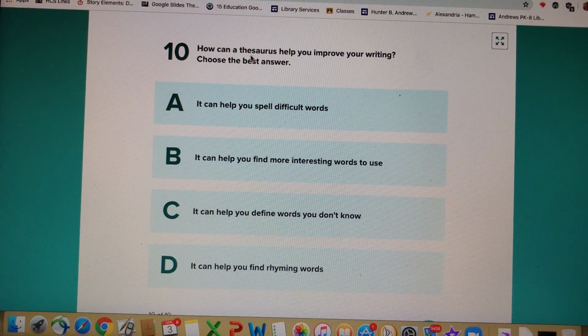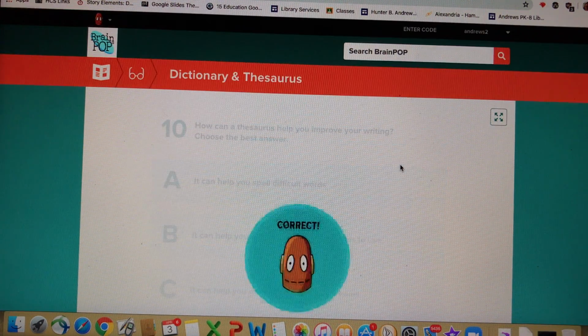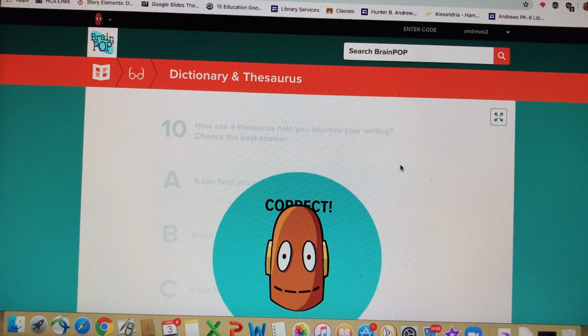Well, we're talking about a thesaurus. Remember, we're trying to find different words that are synonyms. Like for nice, you might want to find something that's a little different for your writing, so it sounds a little different. So how about it can help you find more interesting words to use? Good job.